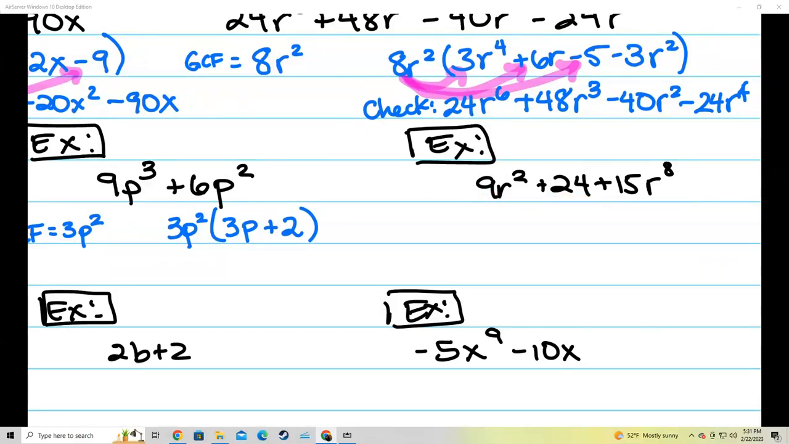As far as variables are concerned, this one has an r squared. That has an r to the 8th. This does not have any r's. You cannot pull out any r's from this. This is the one that's going to limit you. So my GCF is just the number 3.